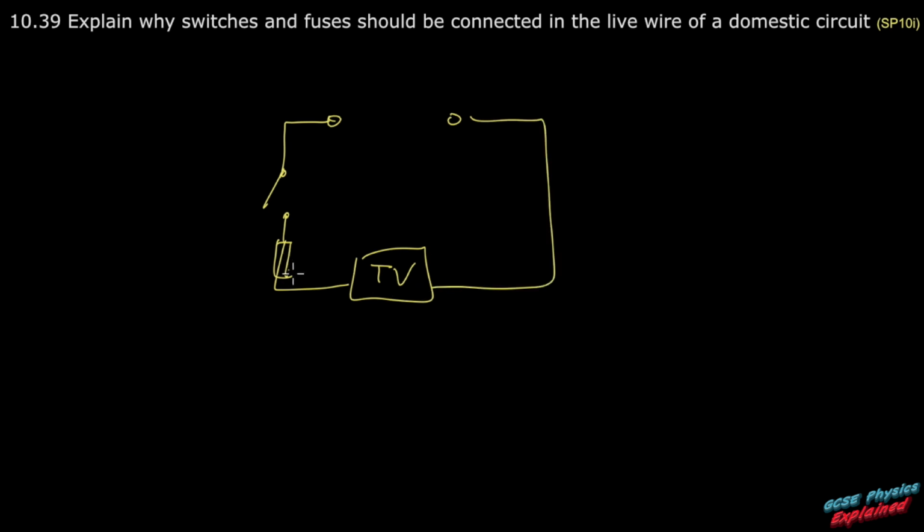A fuse is about 10 pence to replace, a telly's a lot more than that. So that's why you place the fuse and the switch in the live wire, not the neutral wire. It would have already done the damage by then, wouldn't it?